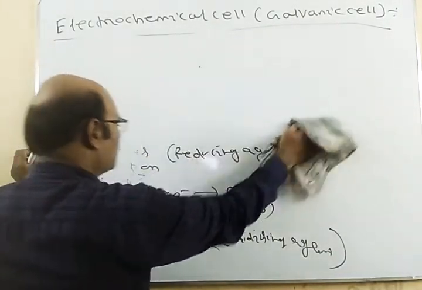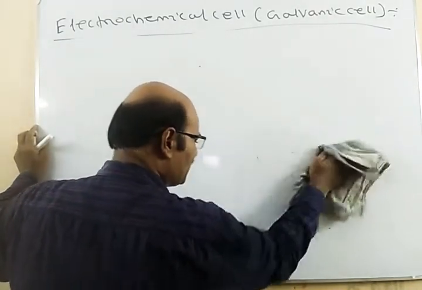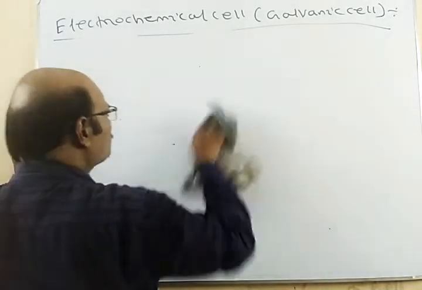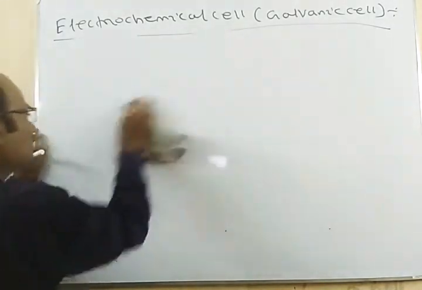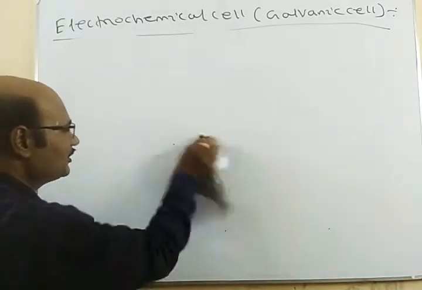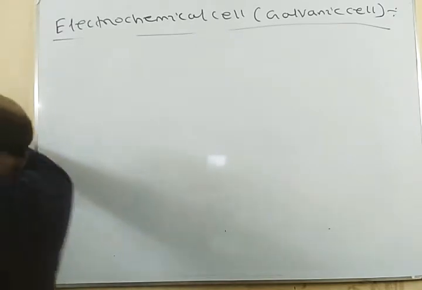Or the electrochemical cell. The electrochemical cell, or the galvanic cell, first of all consists of two vessels, because we will do the oxidation and reduction indirectly in different vessels. Clear?